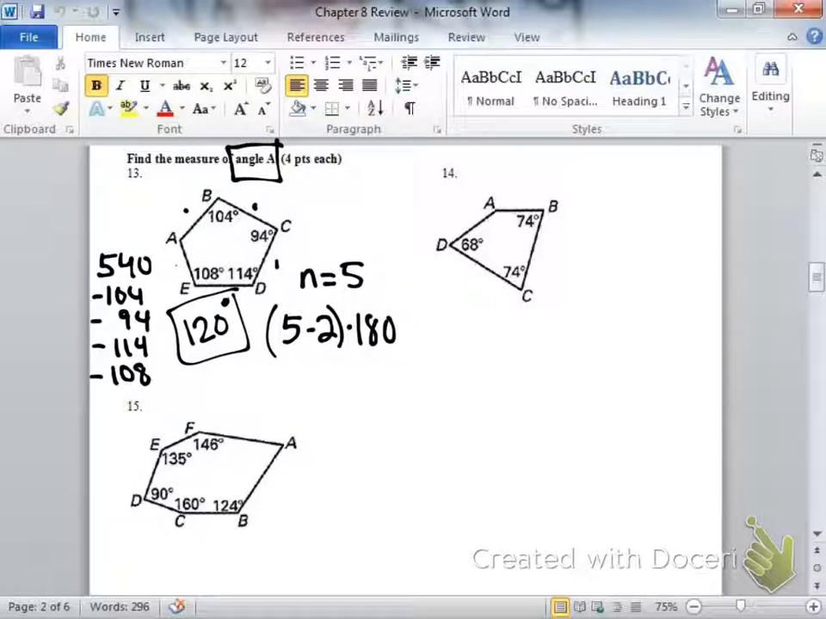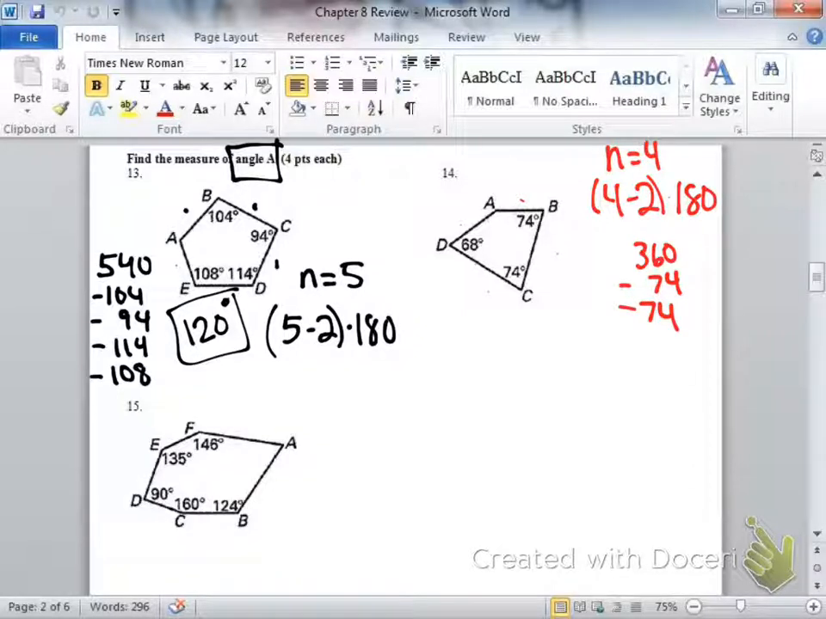Alright, same thing on the next one. So we're going to count up the number of sides. 1, 2, 3, 4. So n equals 4. 4 minus 2 times 180. That's 360. From 360, you're going to subtract the angles you know. That will leave you with the one you're looking for. So 360 minus 74 minus 74 minus 68 equals 144.